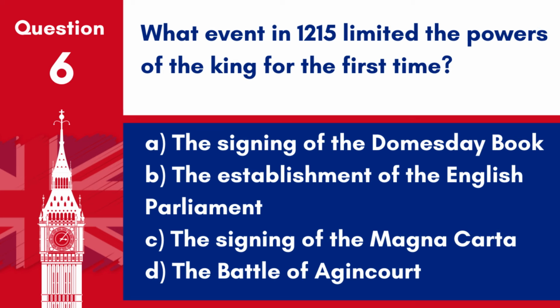Question 6. What event in 1215 limited the powers of the king for the first time? A. The signing of the Domesday Book. B. The establishment of the English Parliament. C. The signing of the Magna Carta. D. The Battle of Agincourt. Answer: C. The signing of the Magna Carta. The Magna Carta, signed in 1215, was the first document to put into writing the principle that the king and his government were not above the law.